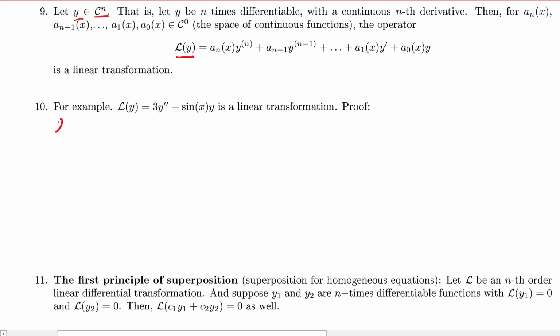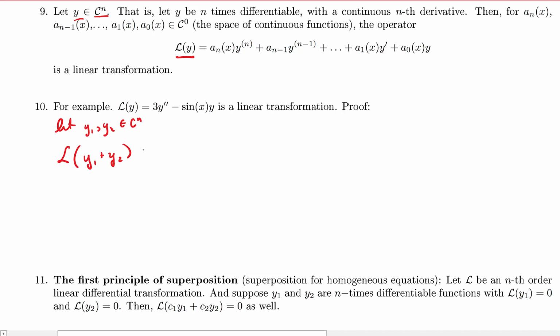So let's go ahead and show that this is a linear operator. What do we want to do? Well, we want to pick y1 and y2, and where do we want them to live? They need to live in the space of n times differentiable functions where that nth derivative is continuous. So we pick those two functions. Now let's go ahead and apply the linear transformation to them. So L of y1 plus y2.